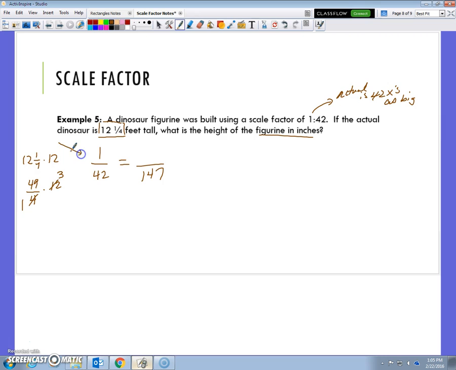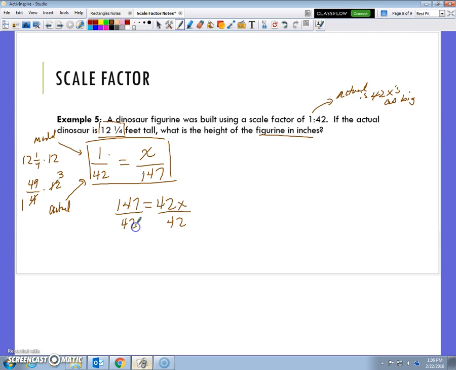Remember, the top one is the model. The bottom part is the actual. And so the actual is 42 times that, so 147, actual, and we need to know the height of the figurine. So this is what we don't know, okay? So if I cross multiply, because I have this nice proportion here, 1 times 147 equals 42 times x. And now it's just a matter of dividing and simplifying.